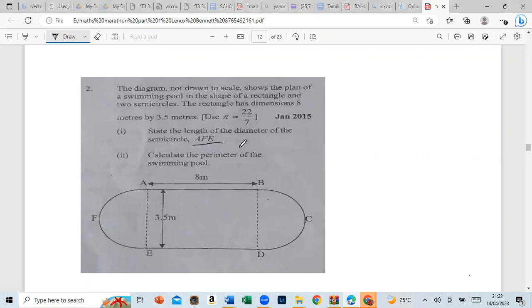This might look complicated, but the answer is literally 3.5. Because if it's a semicircle, this would be the diameter, and half of it would be the radius. So for this one, it's literally 3.5. They don't want you to calculate anything, it's 3.5 meters. And then they say calculate the perimeter of the swimming pool. The perimeter means the total distance around. So we know the opposite side is equal, so this is 8. That's the easiest part.